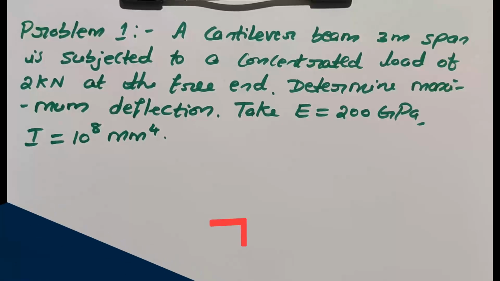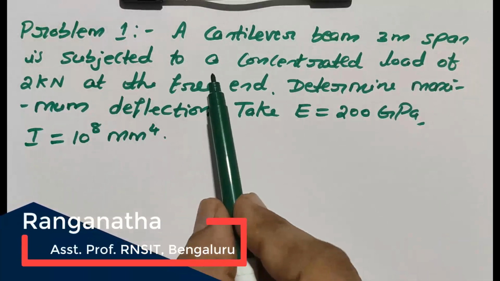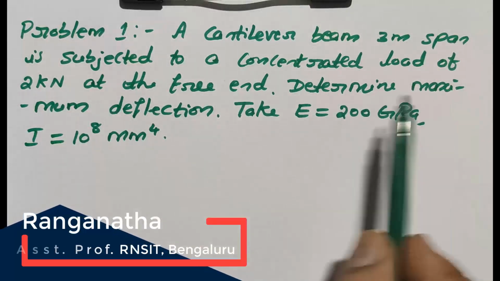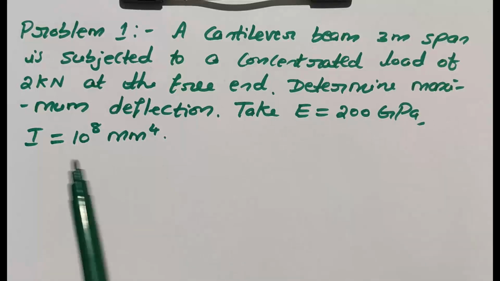Problem number 1 on beams. A cantilever beam of 3 meter span is subjected to a concentrated load of 2 kN at the free end. Determine the maximum deflection. Take E equal to 200 gigapascal, I equal to 10 power 8 mm to the power of 4. See, in this problem the figure is not given. We have to draw the figure.